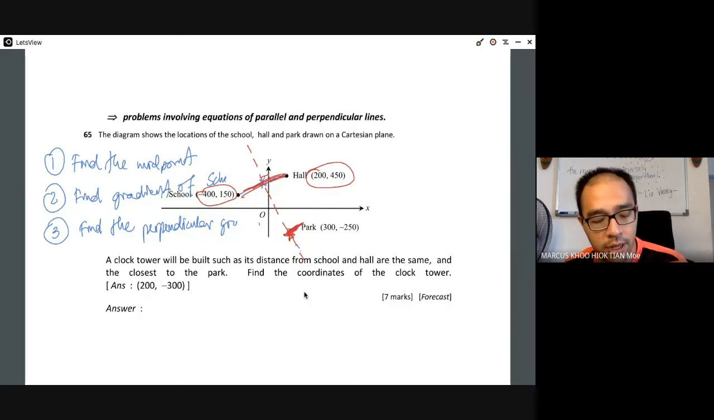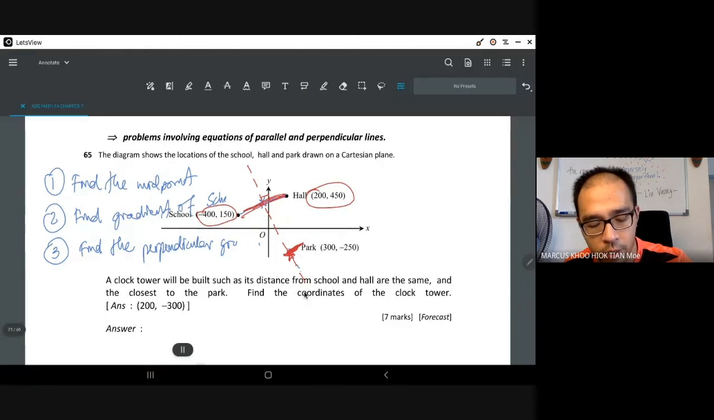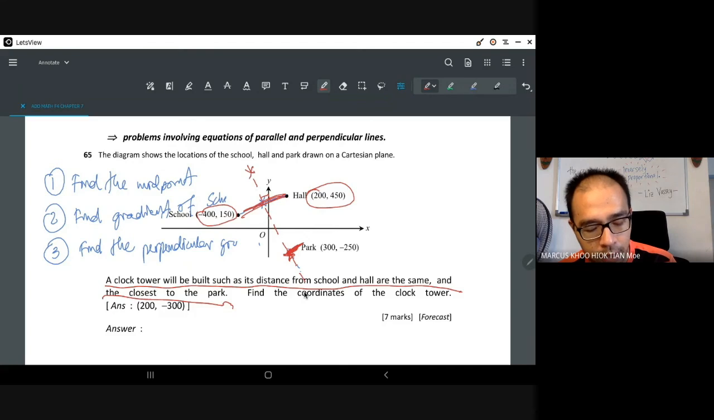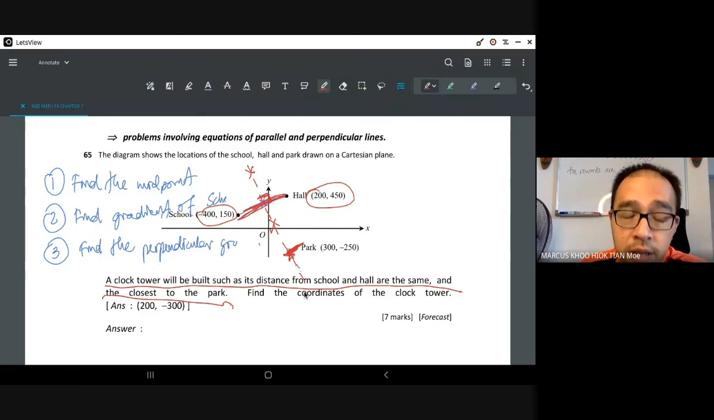Of course, even I also took a little bit of time to try to understand the meaning of this. A clock will be built such that its distance from the school and the hall are the same, but it must also be closest to the park. For me, if the distance is the same, it should be the midpoint. But then it can be here, it can be here. It is along the midpoint, but it is perpendicular to the equation of this one. And I think it's very important that you try to understand what is actually in this question. This is a very good question. It's a 7-mark question and we will call this a very standard SPM HOTS question.